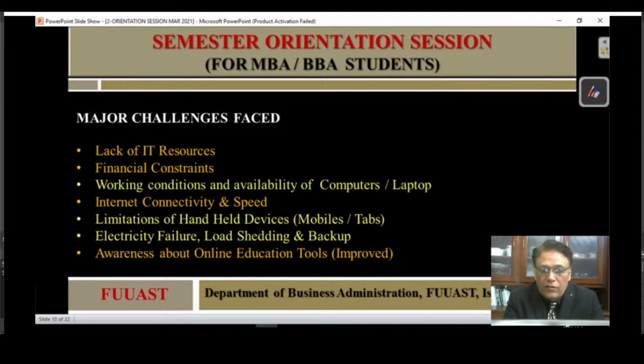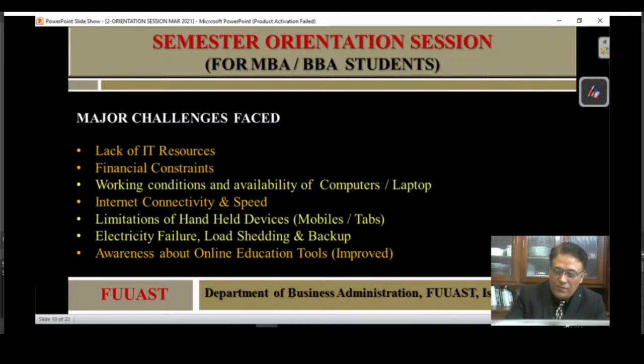Electricity failures and load shedding happen during our sessions. Sometimes the electricity or the internet connectivity has issues. So these are the challenges. One thing has improved, that is the awareness about online education tools like Zoom and Google Classroom. We are quite comfortable, both the teachers and the students, and that has improved.